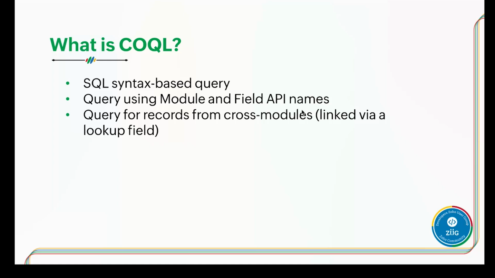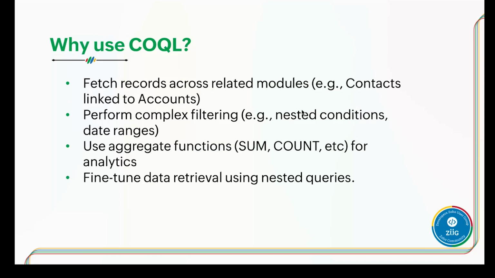So when should you use COQL? When you want to query for records from cross modules. Let's say you have contacts and the contact has a lookup field that looks up to the accounts module. In that case, there is a cross module relationship between accounts and contacts. So when you want to fetch not just the contacts, but also the details of the accounts, then you can use COQL. COQL supports a wide range of comparators and operators, different field data types. So it allows you to perform complex filtering. COQL also allows for nested conditions to fetch records based on different date ranges, etc.